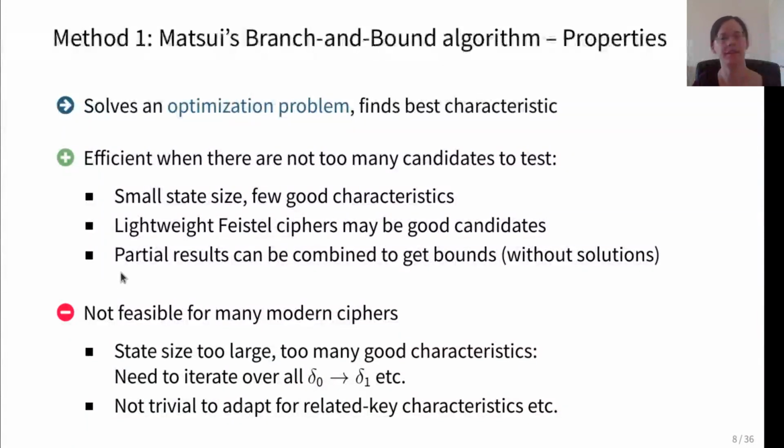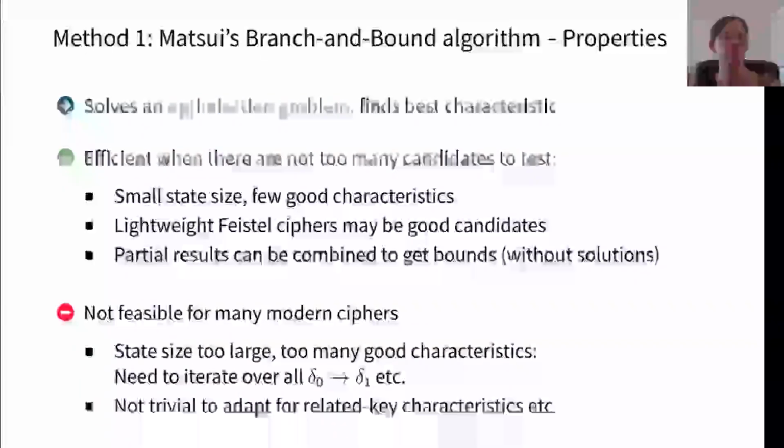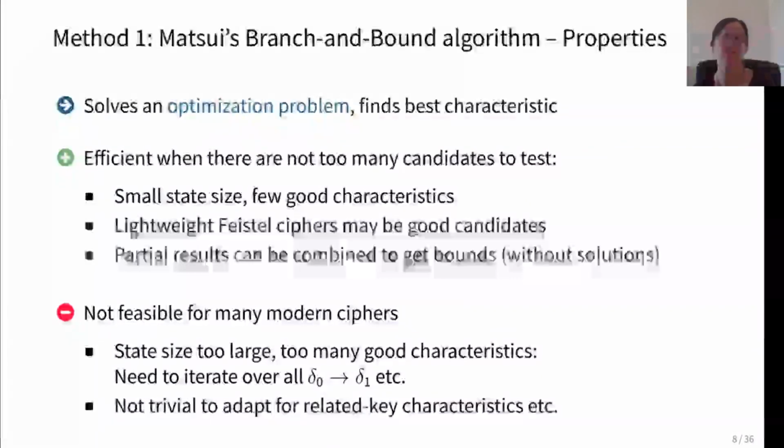What's also nice is that even if you can't execute it for a full number of rounds, you can, for example, apply this algorithm to round-reduced versions and then multiply the results you get for partial rounds to get at least a bound for the best probability. But for modern ciphers, this is not really feasible, and it's also hard to adapt to many more recently popular concepts like related-key characteristics or related-tweak characteristics and so on.